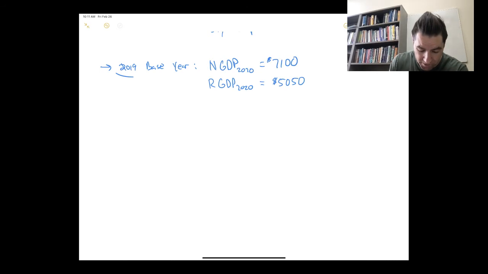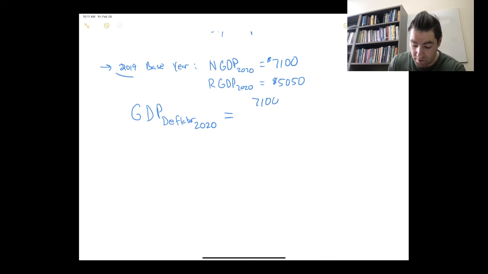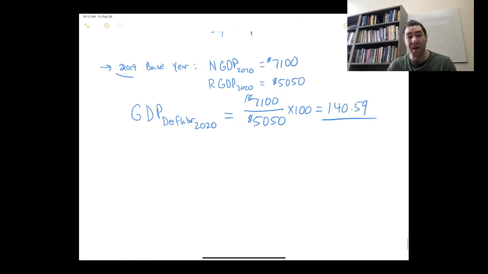So my GDP deflator in 2020 is nominal GDP divided by real GDP times 100. And that is equal to about 140.59. And so that gives me a sense of what the price level is. Now, what does it mean, right? Of course you can give me a formula and I can do the calculation.